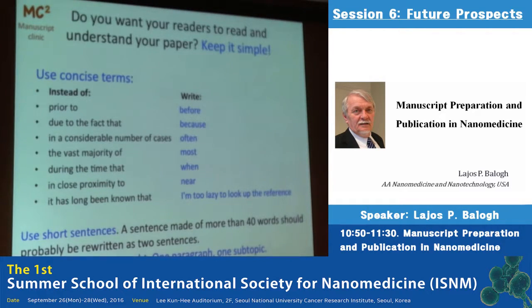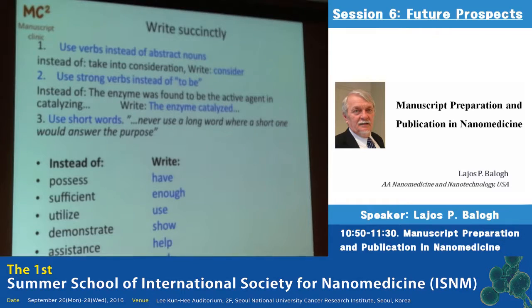Use short, concise terms: prior, before, because, often, most, when, instead of "during the time that." Make it simple to read. Use short sentences. If a sentence is too long, it's probably not right. One sentence, one thought; one paragraph, one subtopic. Use strong verbs and short words. "Possess" is very fancy. "Sufficient" is "enough," "utilize" is "use," and "demonstrate" is "show," and so on.